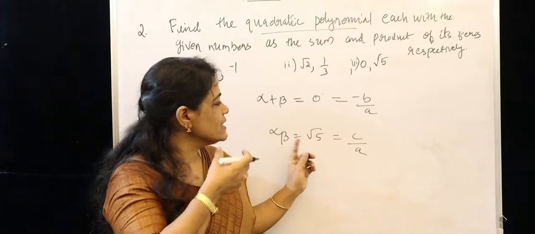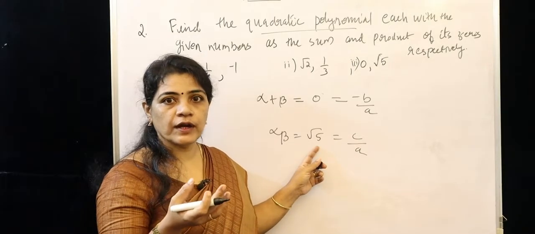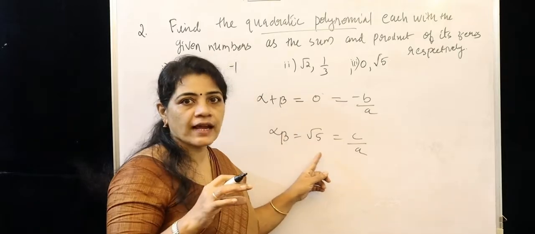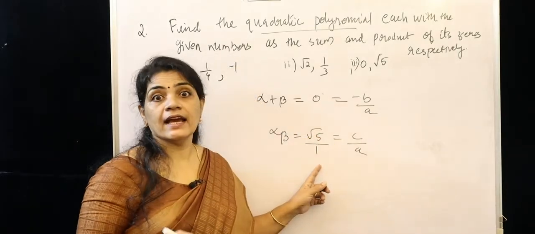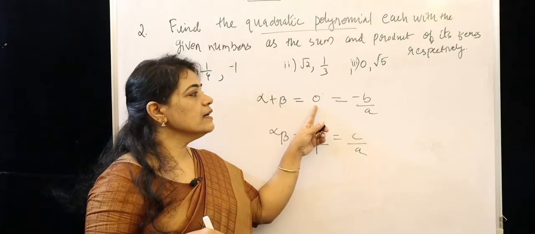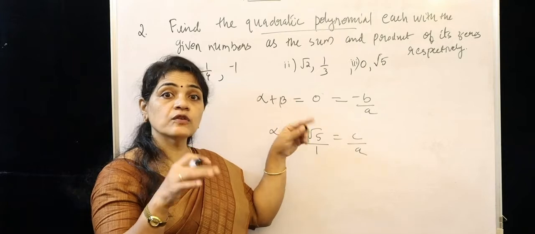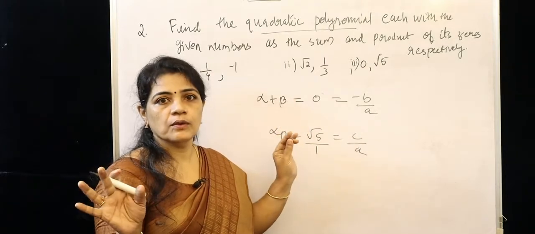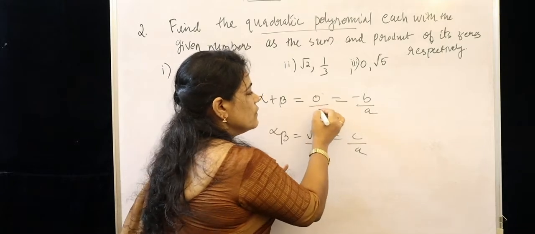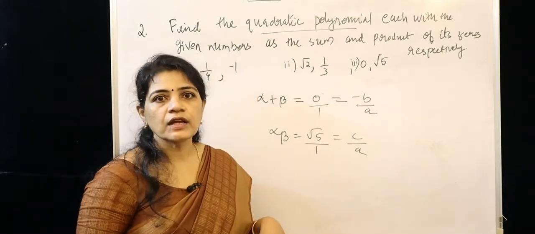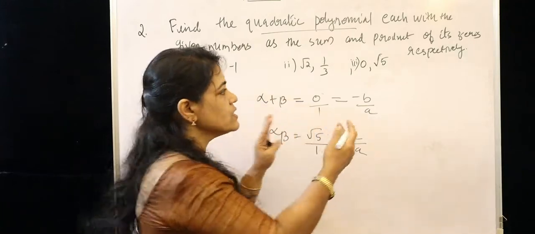Okay, children, since alpha beta equals root 5, you have to make this in fractional form. So you have to definitely write here a as 1. But here, in order to get 0, you can divide this 0 with any number other than 0. But since here a must be 1, you have to divide this with 1.